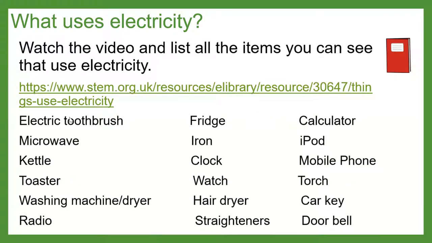So we had an electric toothbrush, a microwave, a kettle, a toaster. There was a washing machine or dryer, a radio, a fridge, an iron, a clock, a watch, a hairdryer, some hair straighteners, a calculator, an iPod, a mobile phone, a torch, a car key, and a doorbell. Have a look on your list. Did you manage to find all of these? Did you find anything else? How did you do? If you need to pause the video now to have a look, that's absolutely fine.